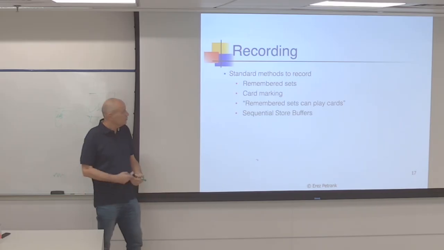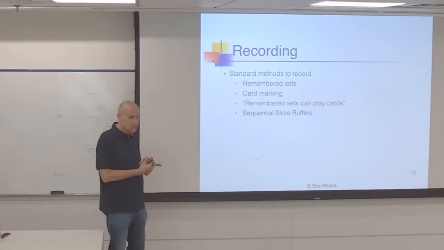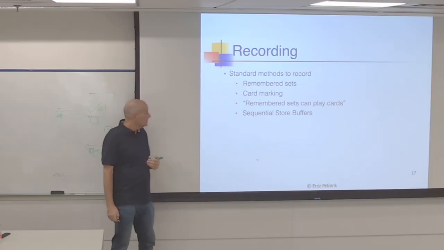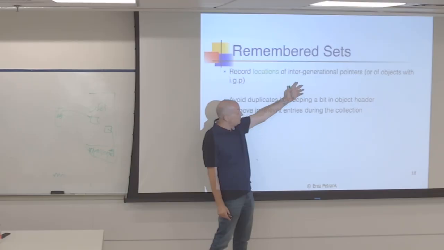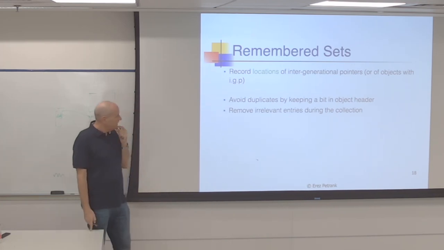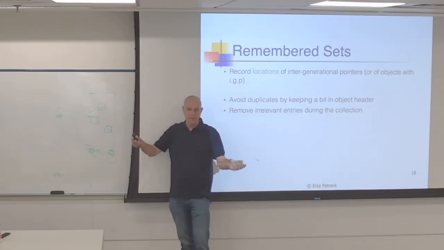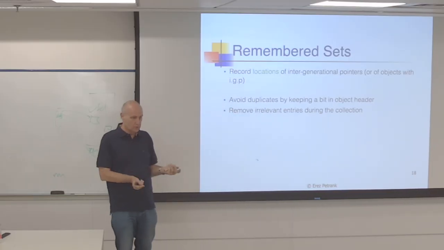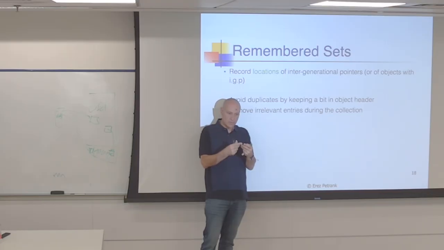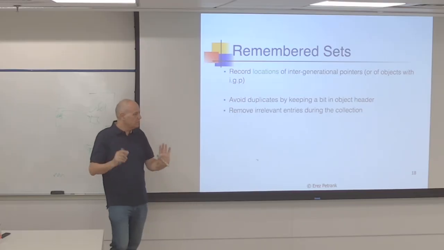So how do we record the pointers? There are four standard ways to do it, and let's go over them. The first one is remembered sets. This is just, I remember the locations of pointers that go from old to young. I just remember the locations. So there's a write barrier, and I find that something is going to point from old to young. I do not want to keep one location many times in the records if it's changing all the time. I want to keep it only once.